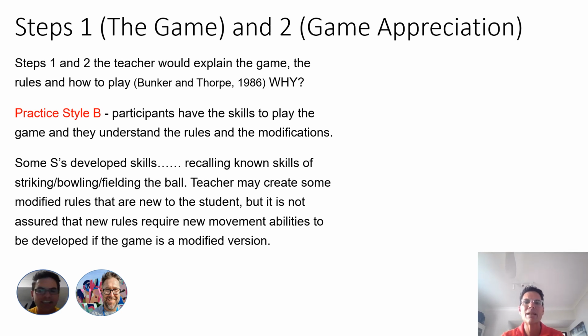Steps 1, the game, and 2, game appreciation. All right, so the teacher will explain the game, the rules, and how to play according to Bunker and Thorpe. Why would they do this? Because they're hoping the student will reproduce the rules or play by the rules. Secondly, there's been no instructions on really how to play any skills or move. So we are going to presume that the student is going to reproduce known ways of throwing, striking, hitting, catching, running, etc. This would be style B, we would argue, if this happened.